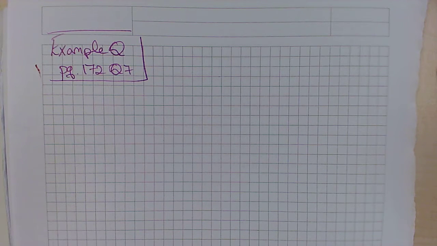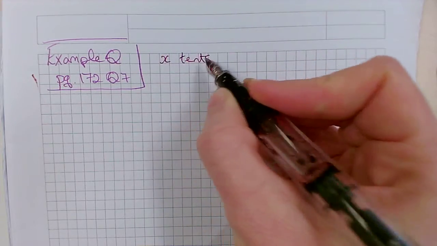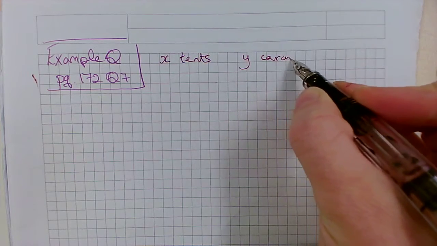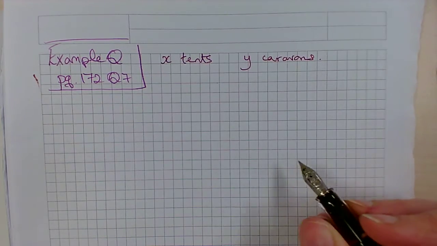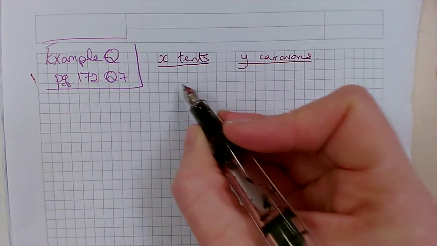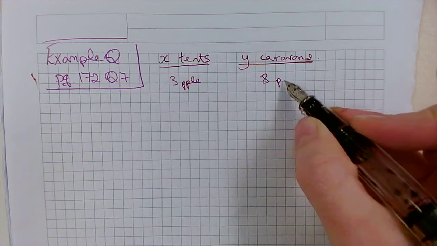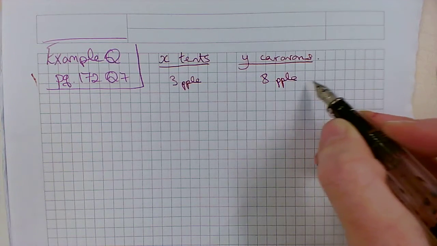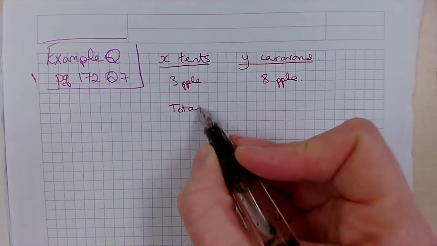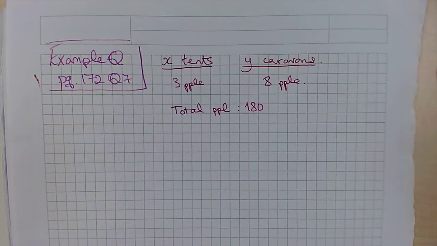Right, so we are told that there are X tents and Y caravans on a campsite, and that each tent can hold 3 people, so 3 people per tent, and each caravan can hold 8 people. And altogether, there are 180 people on the campsite. So they want us to write an equation in X and Y to show this information.